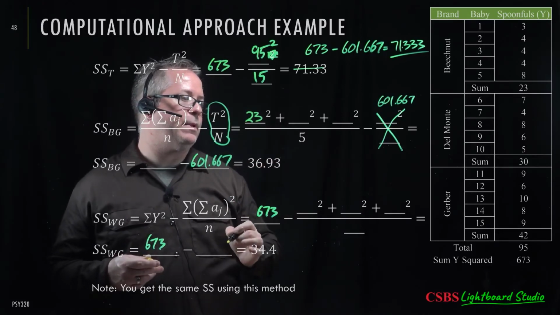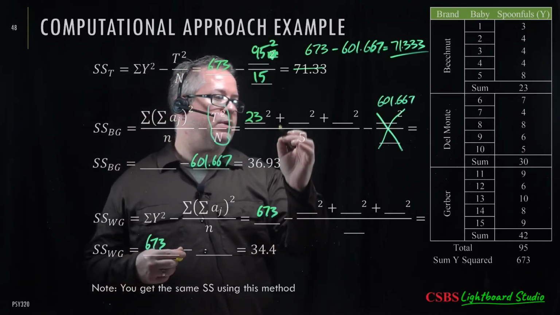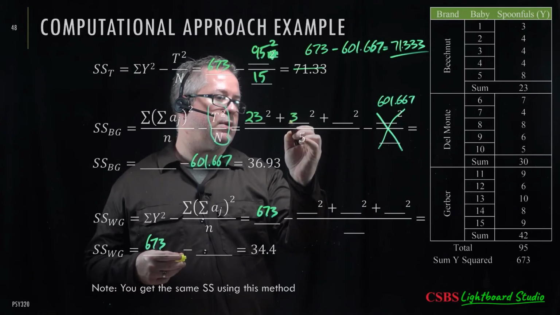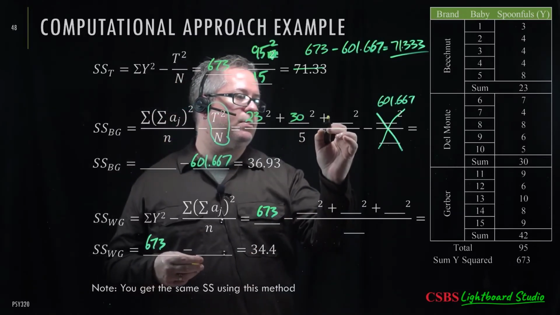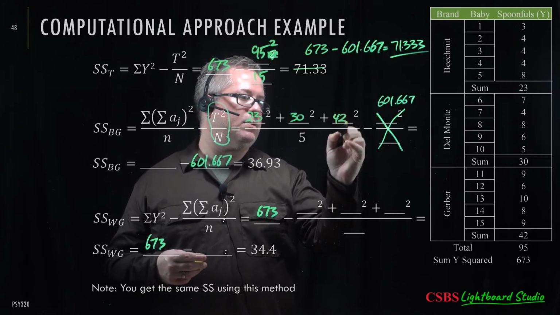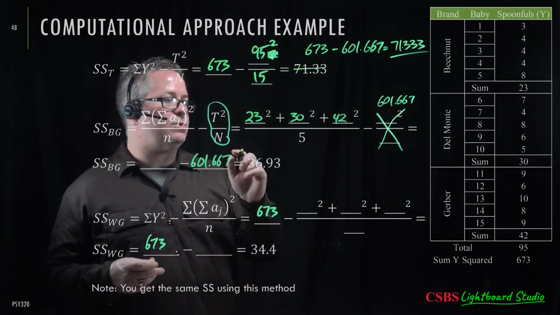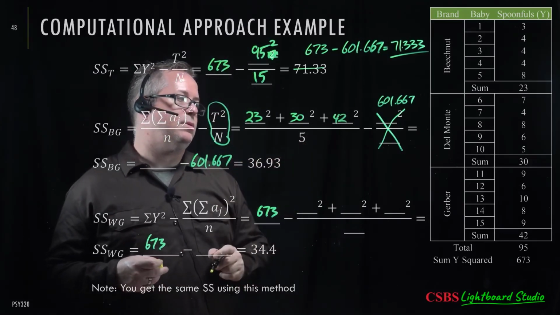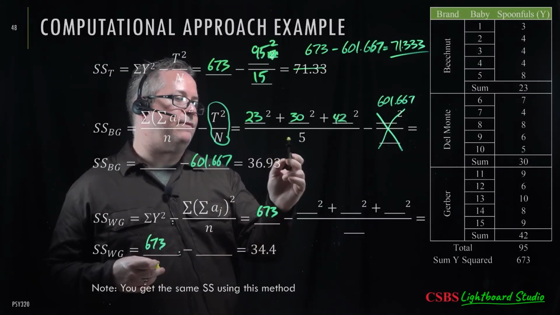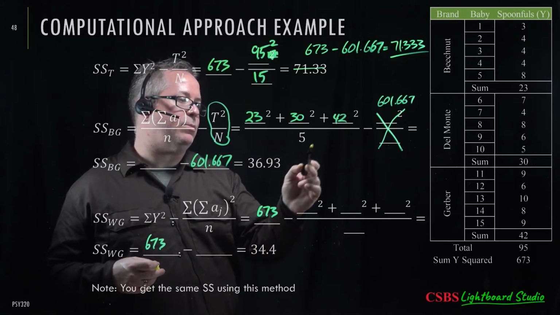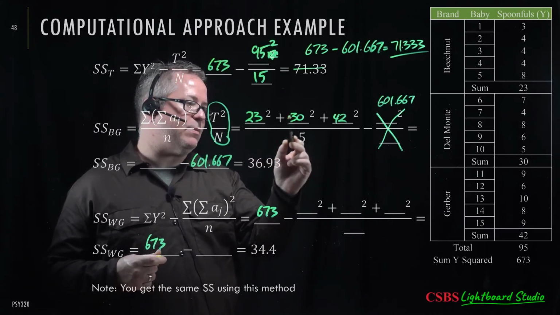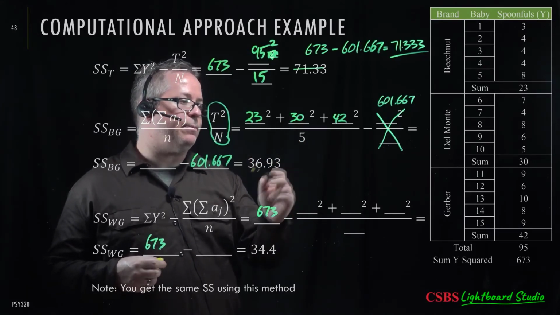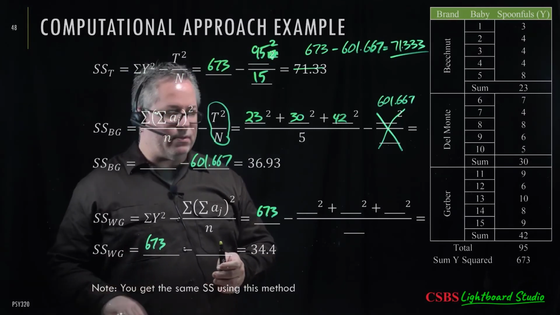squared. The sum of the next group is 30, so 30 squared. The sum of the next group is 42, so then I have 42 squared. All right, so 23 squared, 30 squared, 42 squared. And all of that I'm dividing by 5 because 5 is the number in each one of these. It took me 5 numbers to get 23, 5 numbers to get 30, right? So I'm dividing by 5 here. So now I just got to add those up.